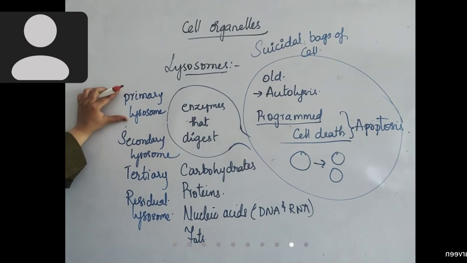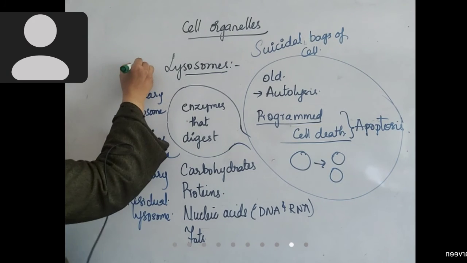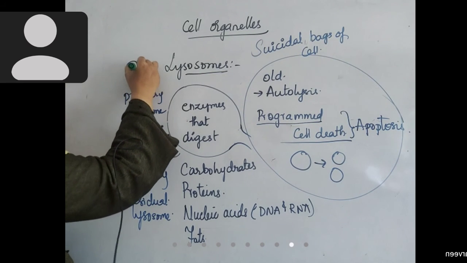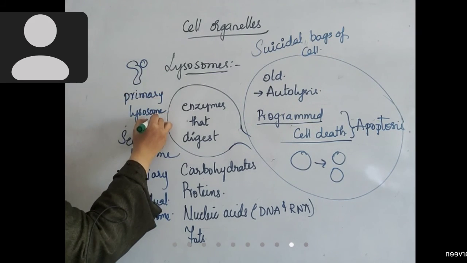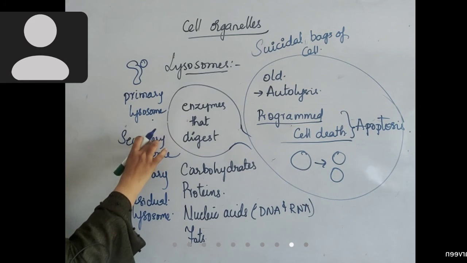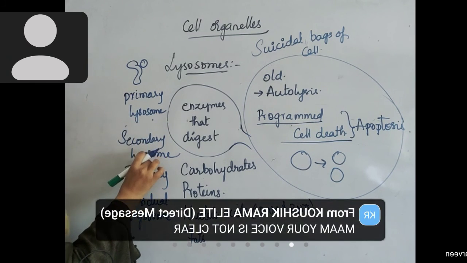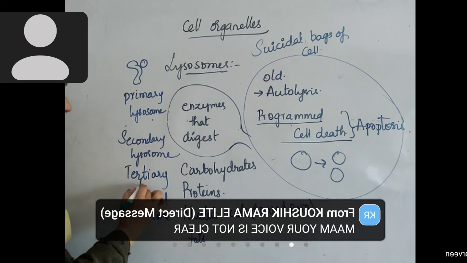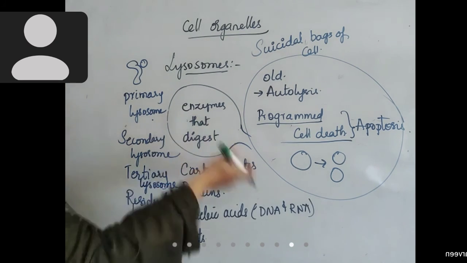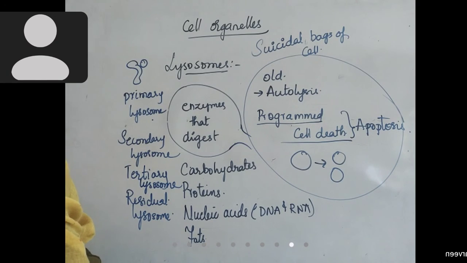So when it is in the initial stages, it separates itself from this Golgi complex. At that time, it is called a primary lysosome. When the proteins start building inside, it is called a secondary lysosome. When the complete protein formation takes place, it is called a tertiary lysosome. When it releases its contents, it is called a residual lysosome. So that is about lysosome, children.